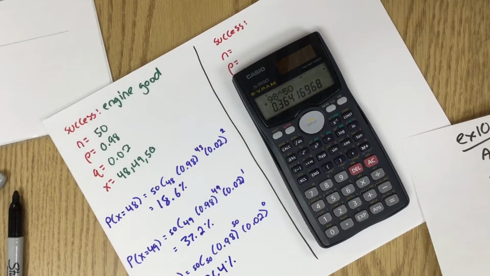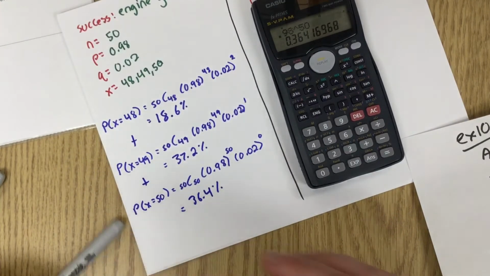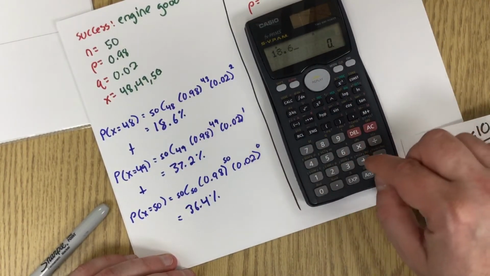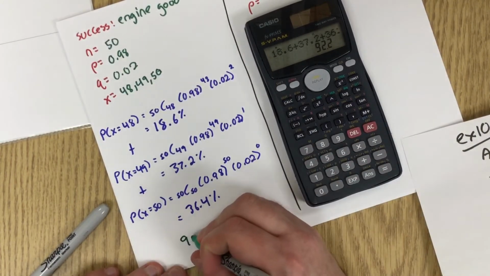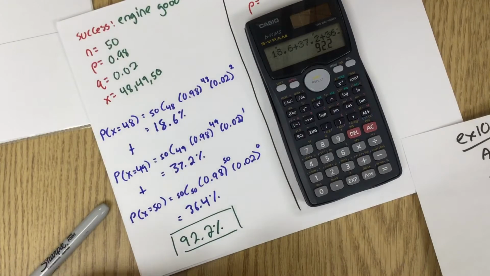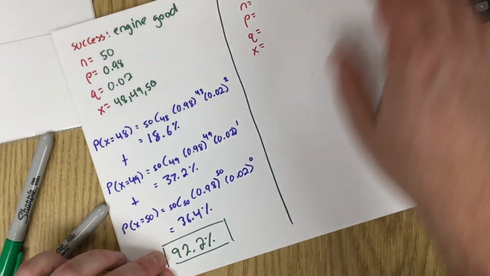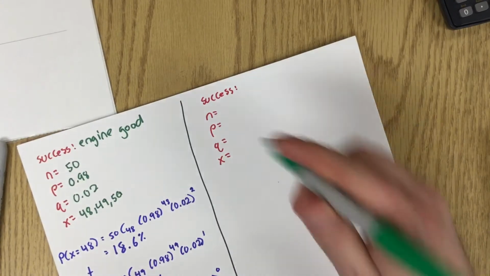36.4%. And so the probability of having at least 48 good engines is going to be adding those guys together, which is going to give us a grand total of 18.6 plus 37.2 plus 36.4, which is 92.2%. So there's a 92.2% probability that at least 48 of the engines are good. Okay. Now, I promised to do the other thing. I think I may cut it short. I may not do the whole calculation, because that took 4 minutes already.